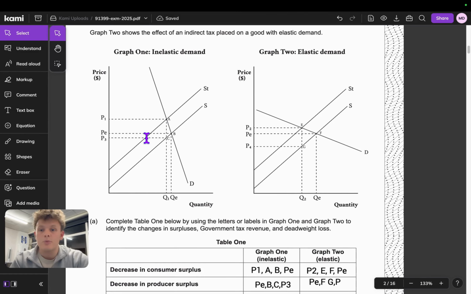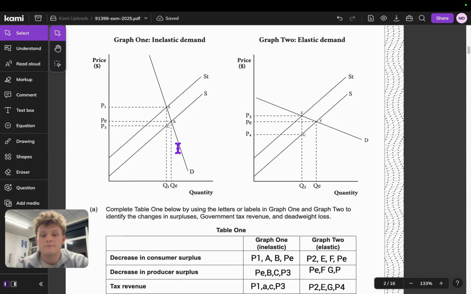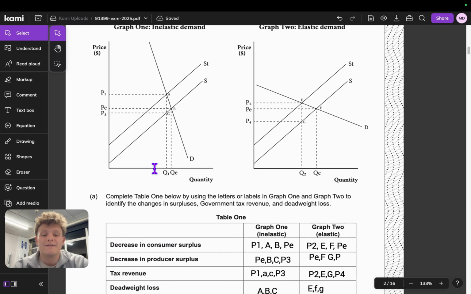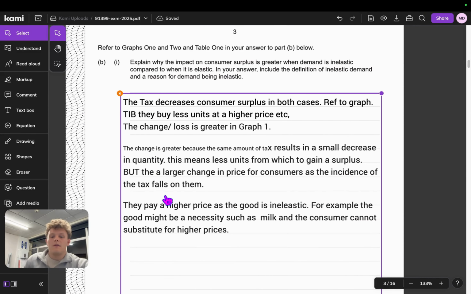The increase in the price the consumers have to pay has a greater impact on consumer surplus than the small decrease in quantity caused by the increase in price. So that's why the tax has a greater impact on consumer surplus on the graph with the inelastic demand. They might pay a higher price for the good as the good is inelastic.